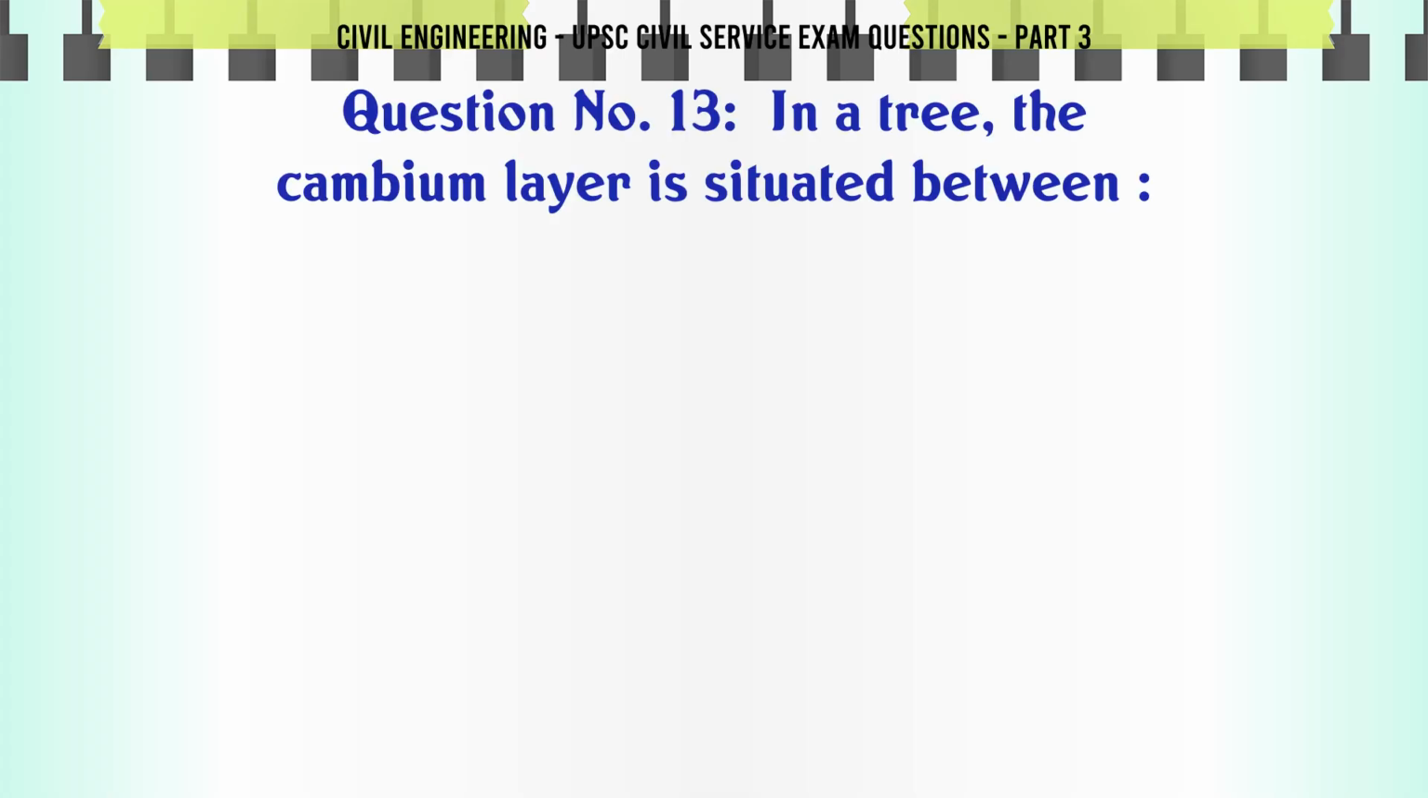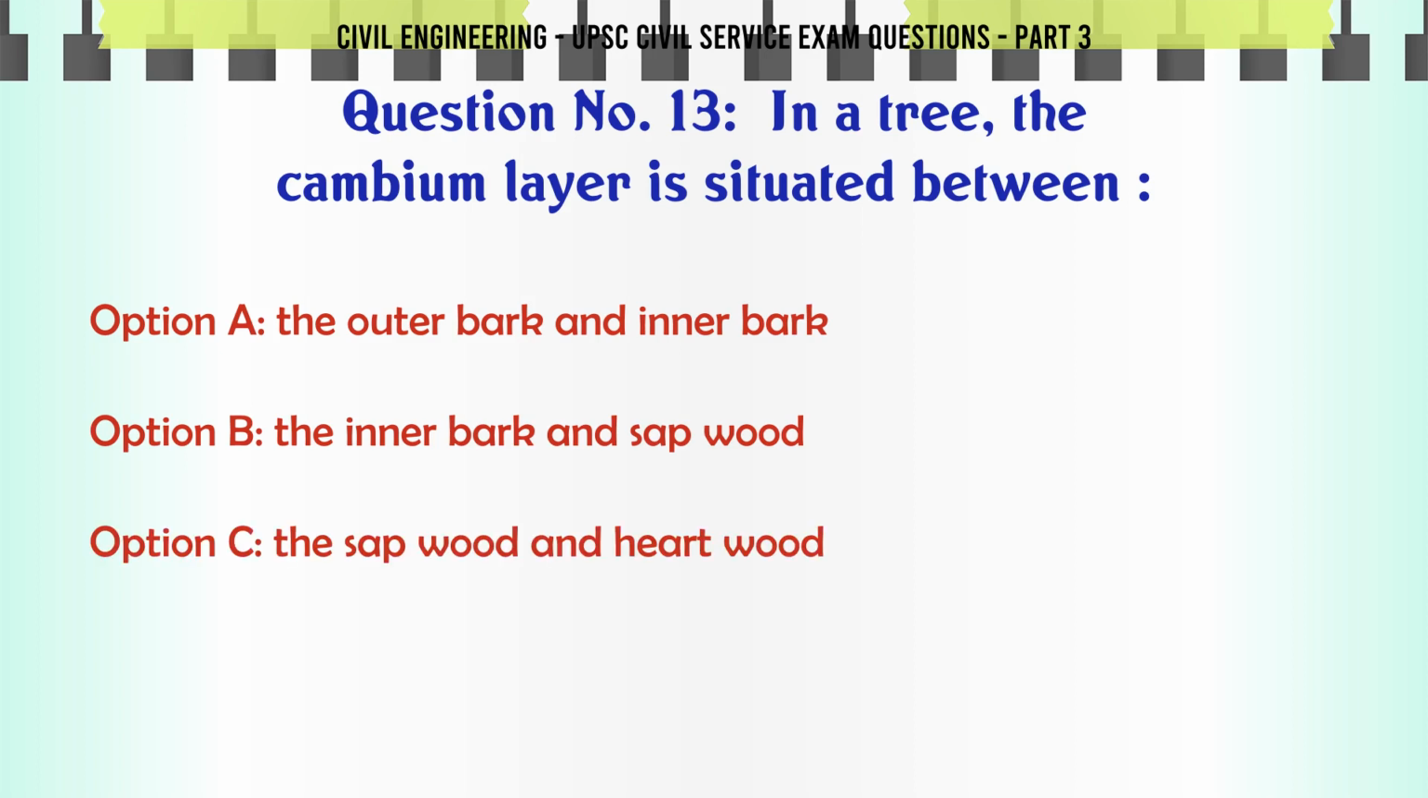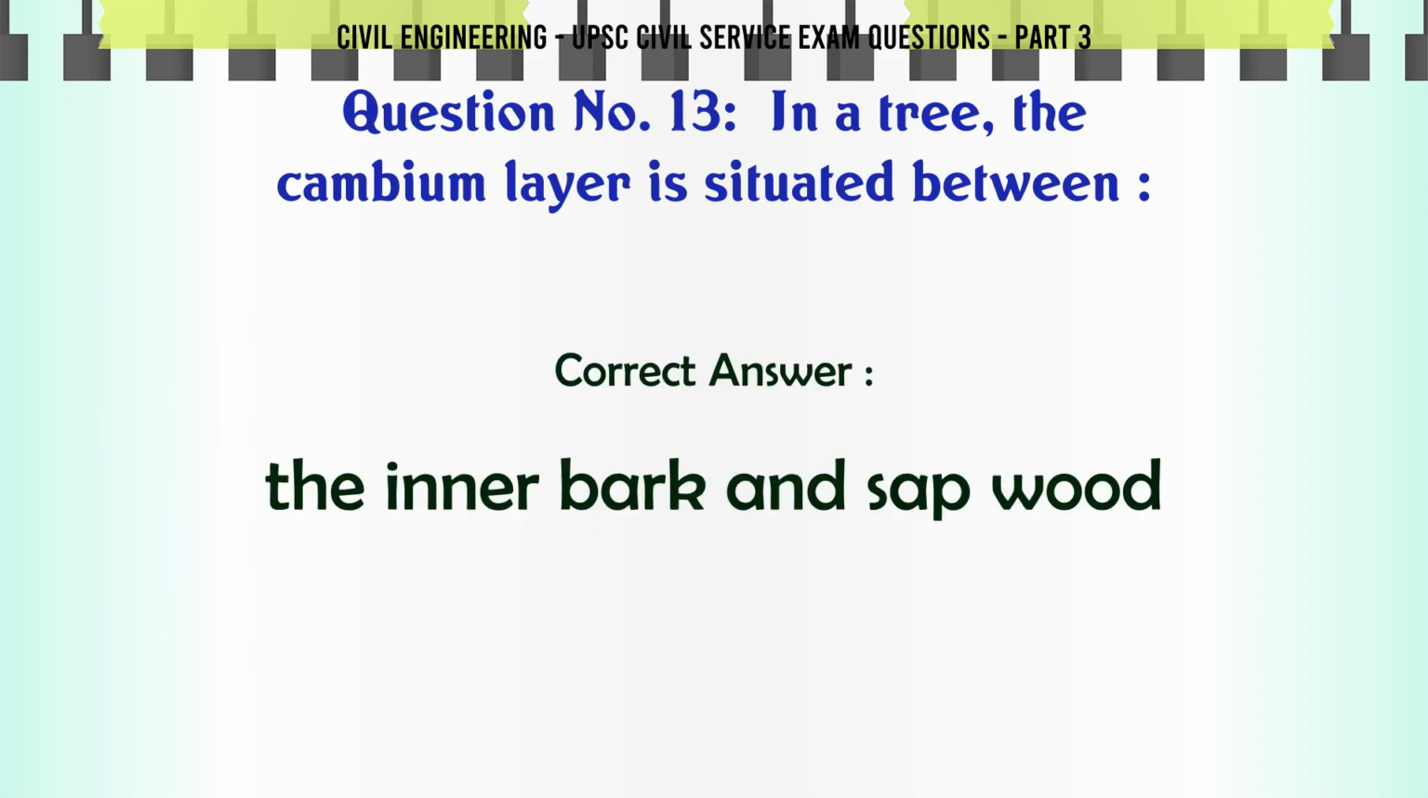In a tree, the cambium layer is situated between A. the outer bark and inner bark, B. the inner bark and sapwood, C. the sapwood and heartwood, D. the pith and heartwood. The correct answer is the inner bark and sapwood.